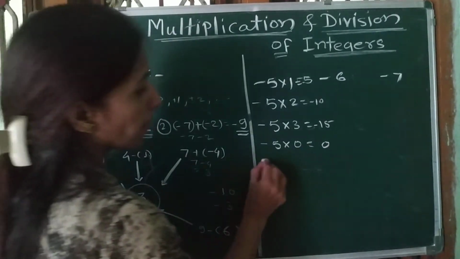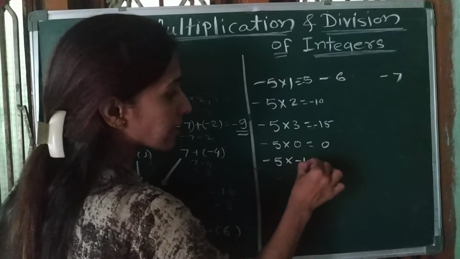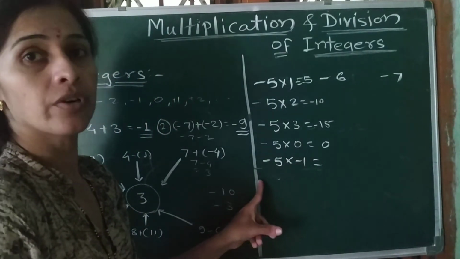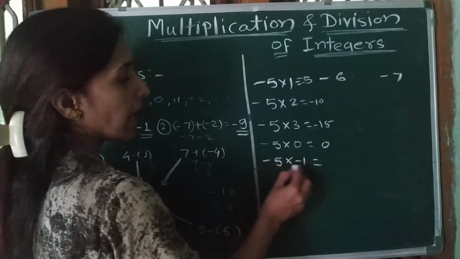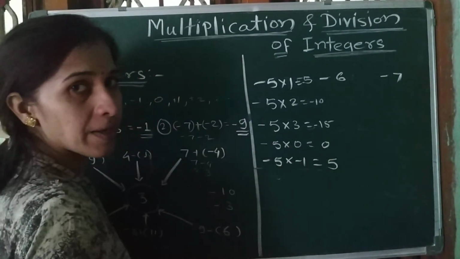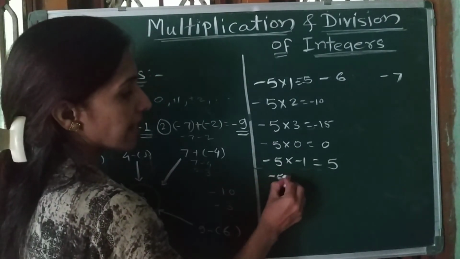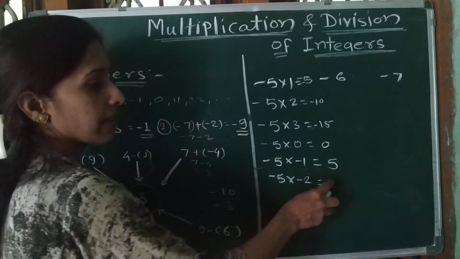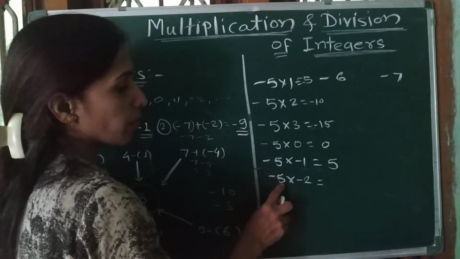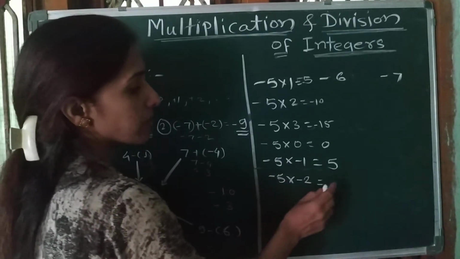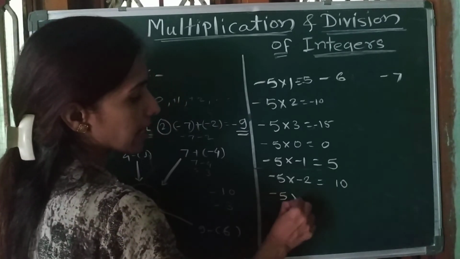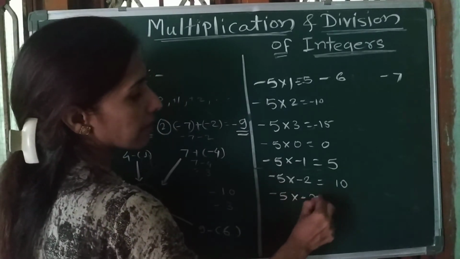Understood? Minus 5 into minus 1: if you take a negative integer with a negative integer, your answer will be 5 ones are 5. If you are taking minus 5 into minus 2, both are minus signs, so the answer will be positive. So 5 twos are 10. Minus 5 into minus 3, 5 threes are 15.